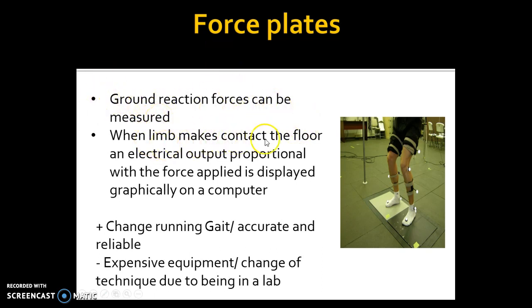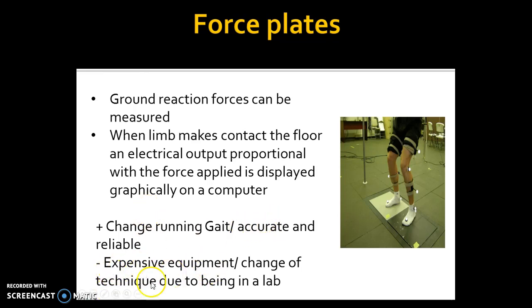When the limb makes contact with the floor, the electrical output proportional to the force applied is displayed graphically on a computer. So however much force comes back up, you'll see it on the screen. And this can be really important for people who are trying to do things such as changing running gait and distance, and getting more force so you can get your leg up higher. And it's really accurate and reliable due to the fact it's in a lab and being analysed by a computer. You've got specific force generated on those computers coming up on the side.